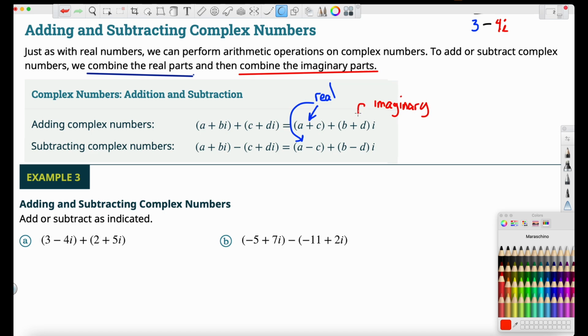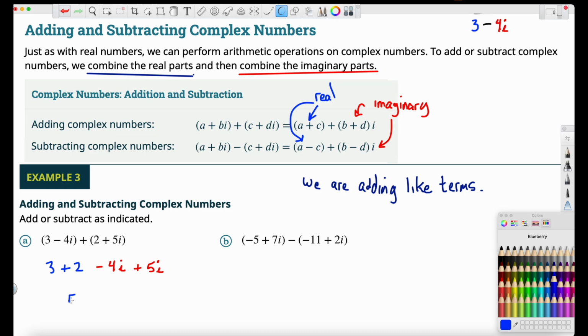So for example 3, I've got 3 minus 4i plus 2 plus 5i. We're just going to add the like terms together. So I'm going to put 3 plus 2 together, and then I've got minus 4i plus 5i. 3 plus 2 is 5. Negative 4i plus 5i is i. Okay, and then we're done. This is standard form of a complex number.